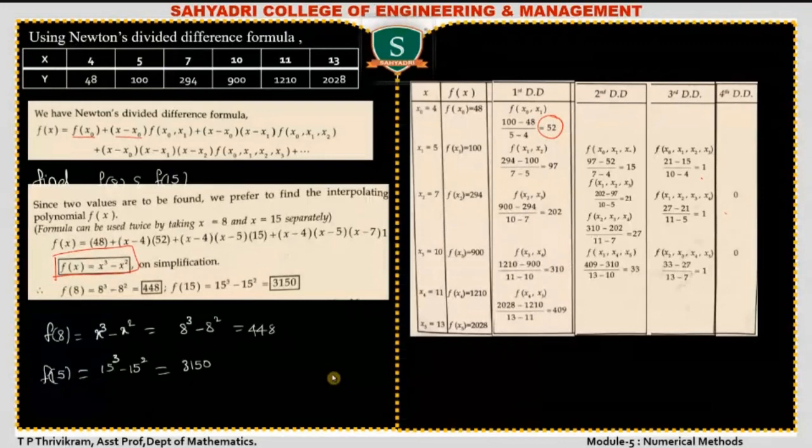Okay. So in the next class, we'll continue with Lagrange's interpolation. This is Newton divided difference. Next, we'll go for Lagrange's interpolation. For that, there is no need for any table. Orally, we have to write. Clear?